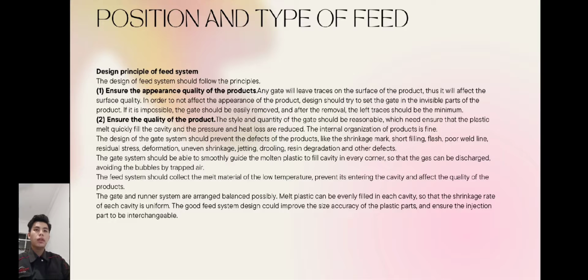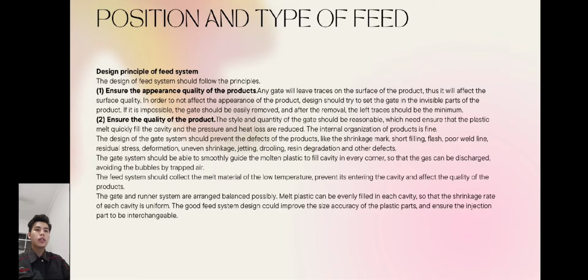The gate system should be able to smoothly guide the molten plastic to fill the cavity in every corner, so that the gas can be discharged, avoiding bubbles by trapping air. The feed system should collect the melt material of low temperature, preventing it from entering the cavity and affecting the quality of the product. The gate and runner system are arranged as balanced as possible. Melt plastic can be evenly filled in each cavity, so that the shrinkage rate of each cavity is uniform.